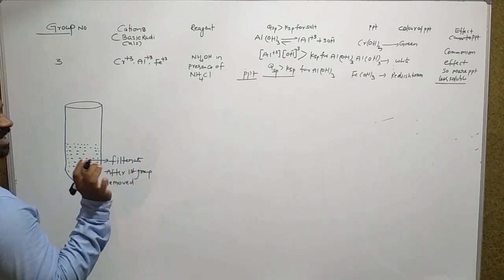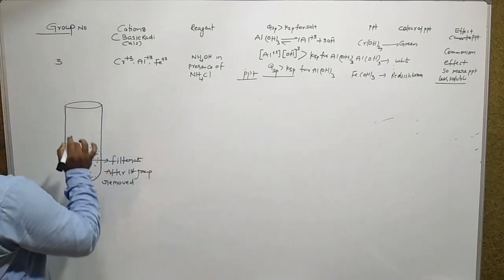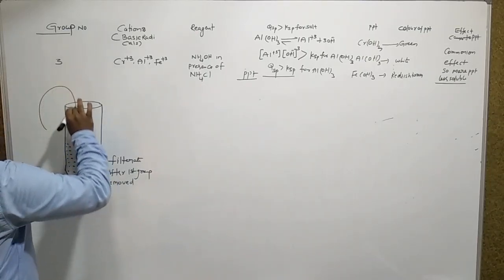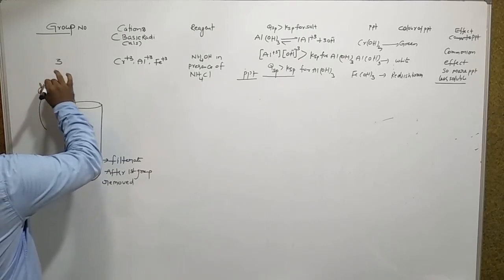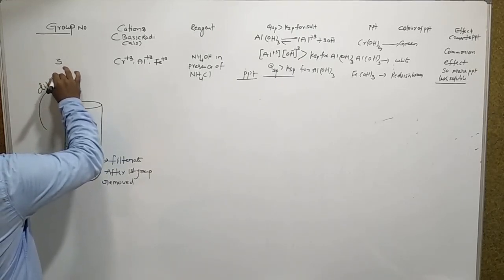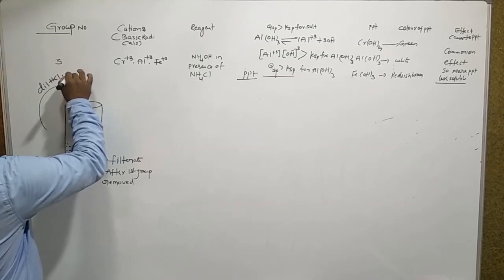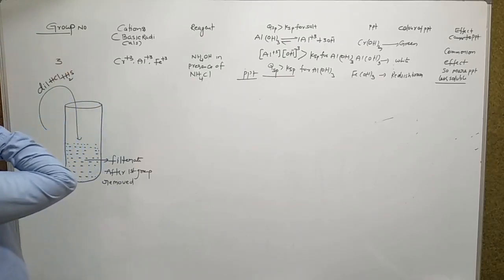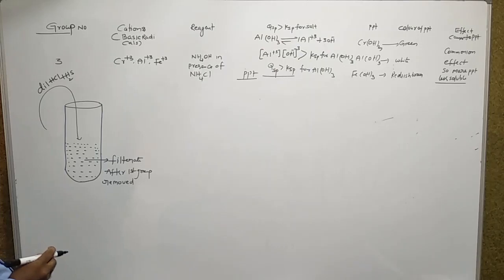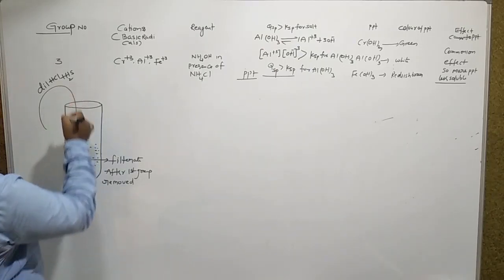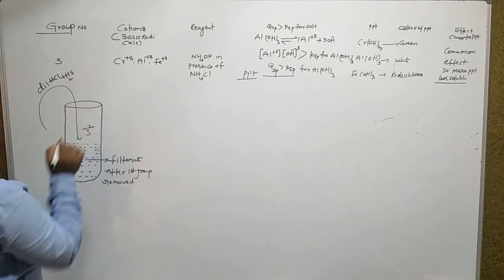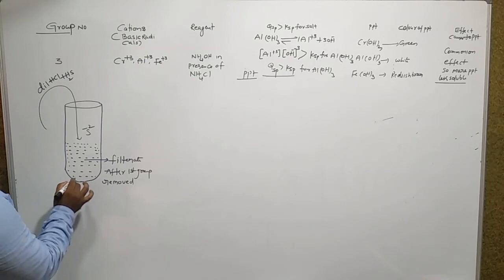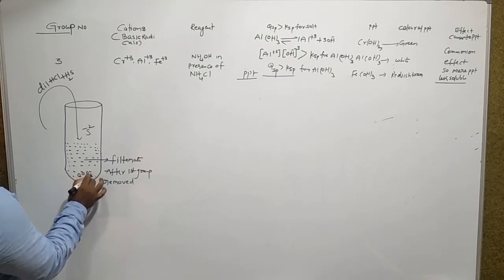Okay. In the second group analysis, in this test tube we add dilute HCl and H2S. Am I right? H2S. Clear, all of you? Everyone? Now it undergoes reaction with sulfide ion. It makes some precipitate at the bottom of the test tube.